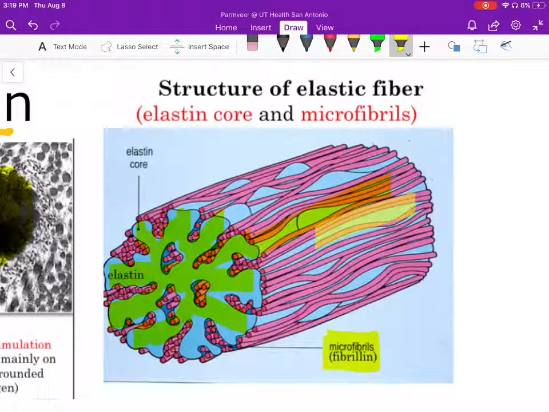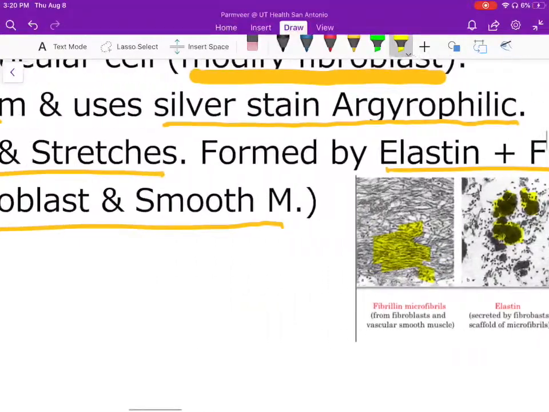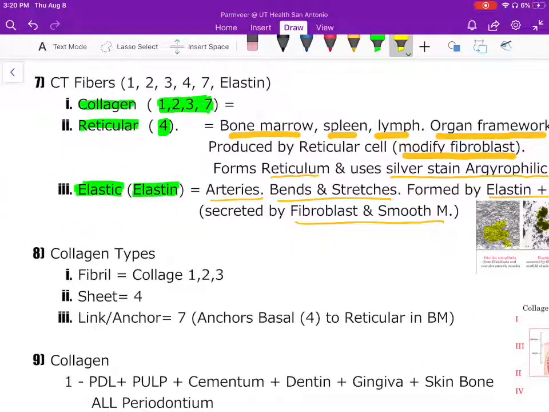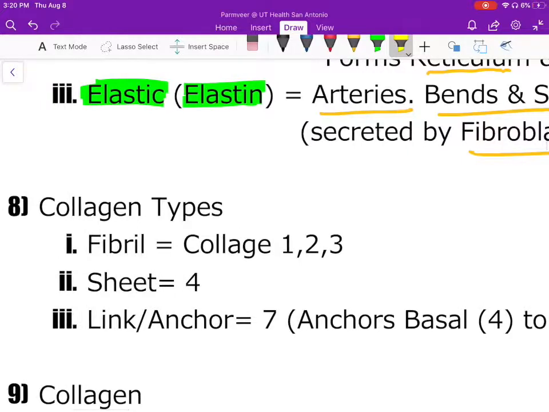And then it goes throughout the whole length. Microfibril or fibrillin just holds it together as a framework, or we call it a scaffold. Then we use these collagen fibers and make collagen. So collagen, there's three types. You have the fibril collagen, the sheet collagen, and the anchoring collagen.